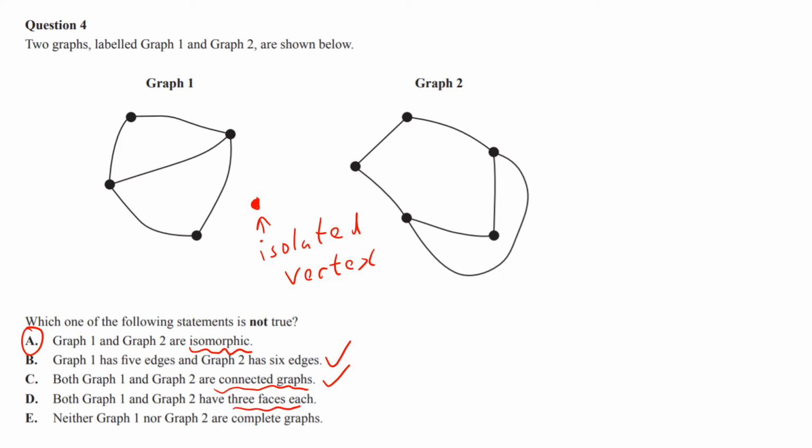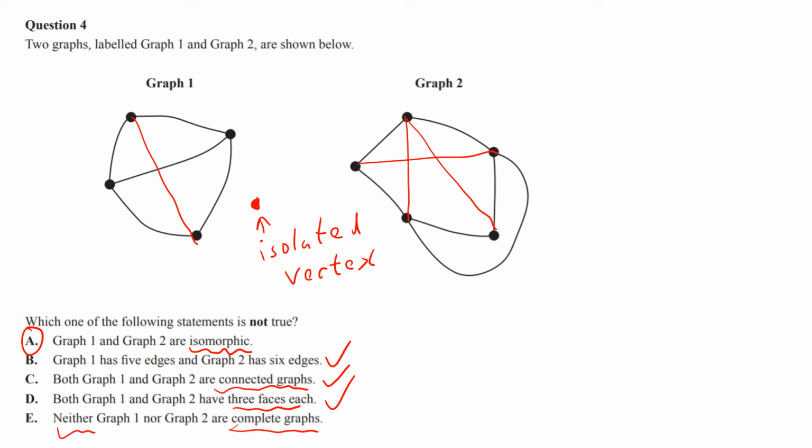3 faces. So 1, 2, not forgetting the outside is 3. 1, 2, outside is 3. So that is true. And then it says, neither are complete graphs. For this last one, a complete graph is every point connected to every other point. So if I was just to do that, in a complete graph, you're missing this line. And then this one, you're missing quite a few, because this is basically the classic pentagram. So you're missing that one, and that one, and that one, I believe.